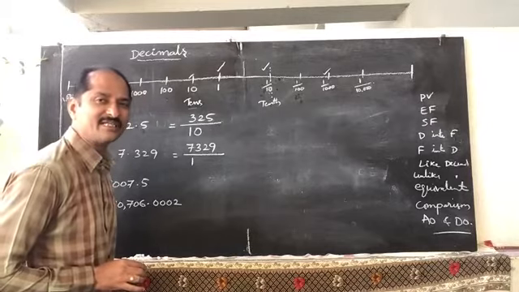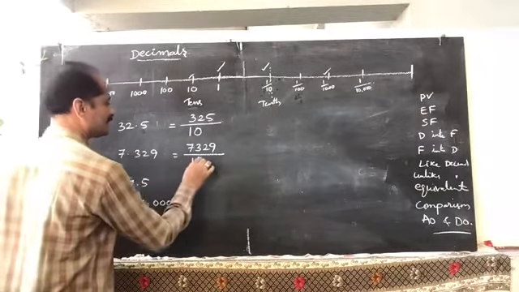Decimal part lo any digits aithe unnayo anni zeros petali. 1, 2, 3. That is equal to.